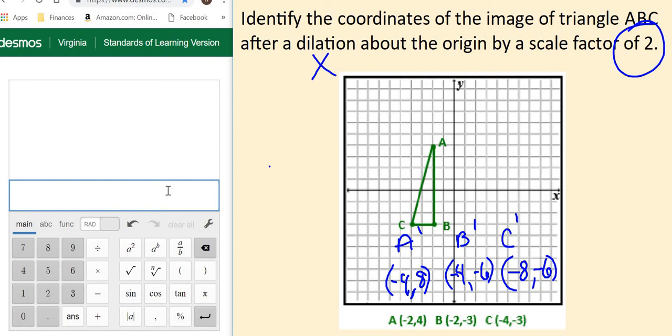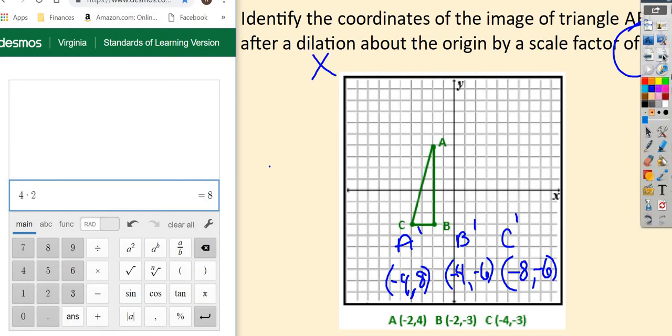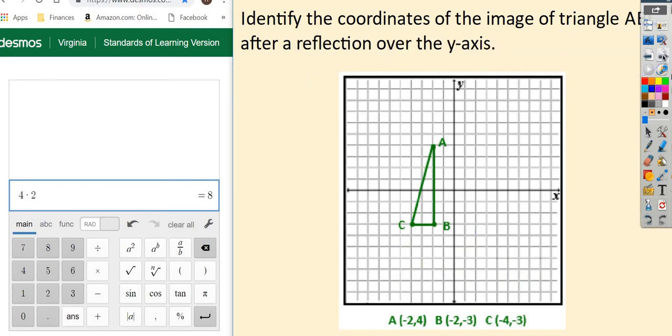You could have easily used your calculator. Let me show you on point A. You could have put in -2 times that dilation factor of 2 is -4, which you see I did right there. And then it was 4 times 2, which is 8, which you also see right there. So that's not very hard to do. Let's go ahead and go to the next point.